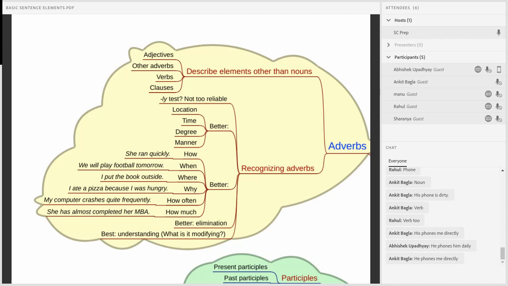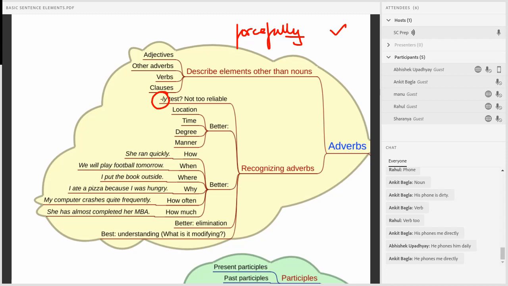Now, how do you go about recognizing an adverb? A very common test is the so called ly test. The ly test says, hey, if that word ends in ly, it's an adverb. But this is not super reliable. Let me give you an example. If I say forcefully, this word ends in ly. This word is an adverb. So let's put a tick mark next to it.